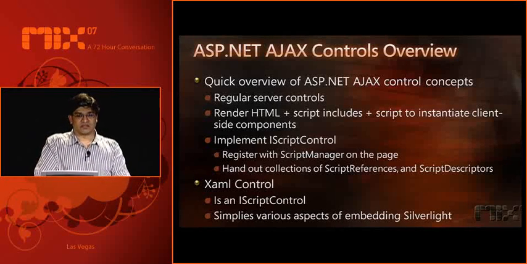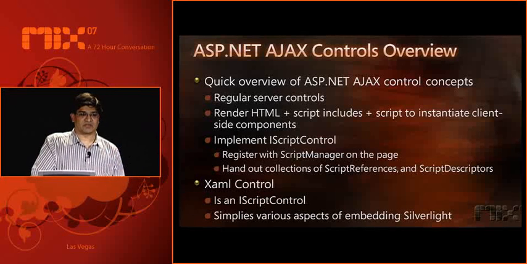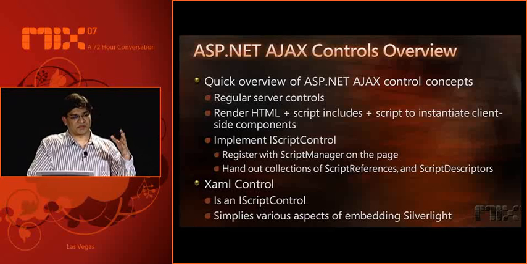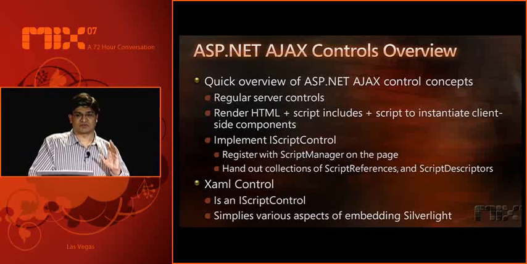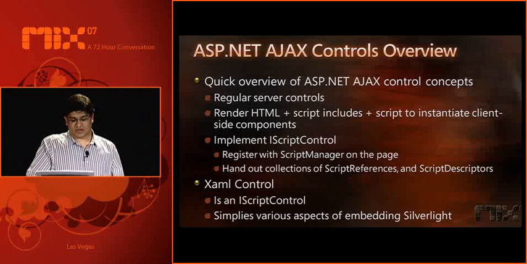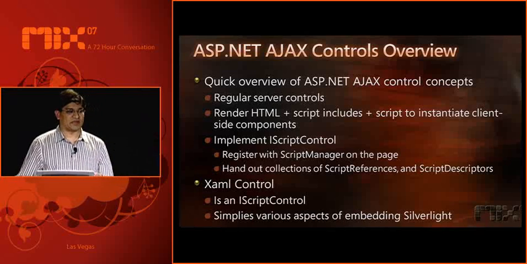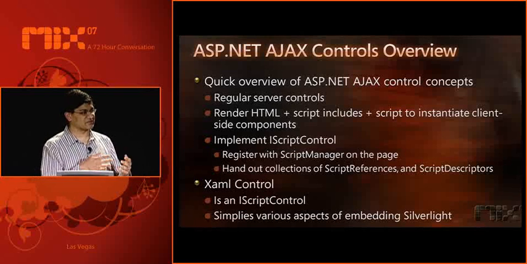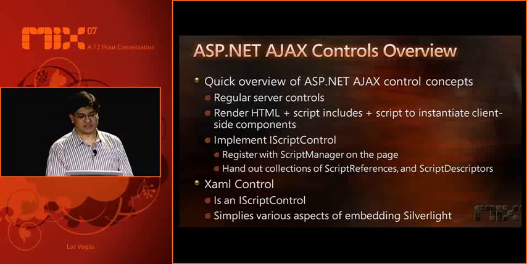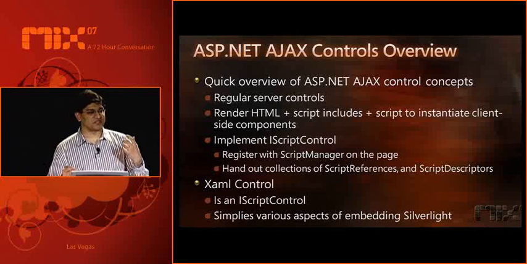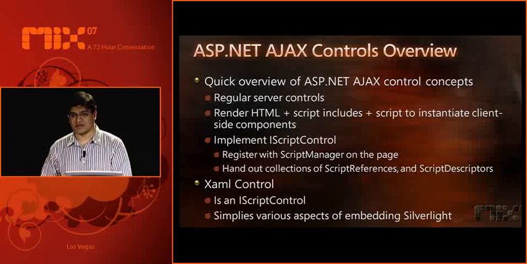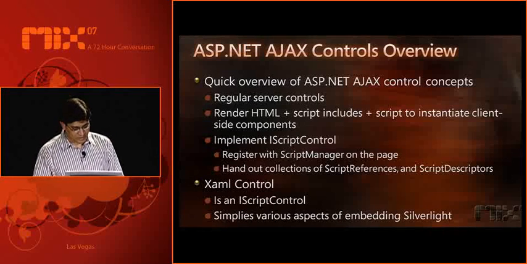So at a concept level, AJAX controls are regular server controls. They render out HTML, but in addition, they render out script includes, as well as some script to instantiate different script components that are in those script includes. To do that, they implement IScriptControl, which allows them to participate in the overall script rendering on the server by registering with Script Manager. And Script Manager asks every IScriptControl for a set of script references. Those are the scripts that are included into the page. And something called script descriptors, which describe instances of script objects to be created when the page is loaded.